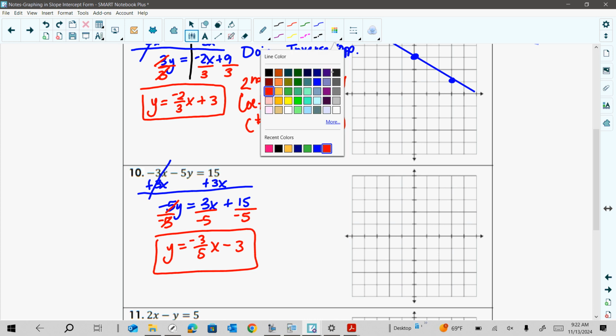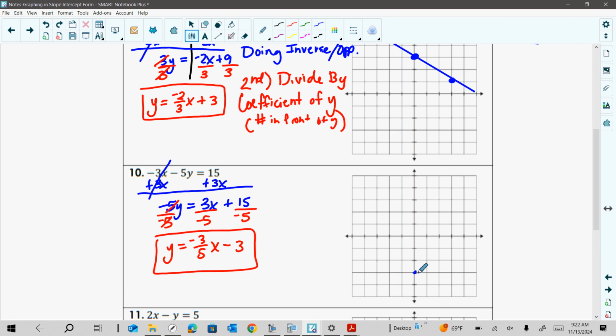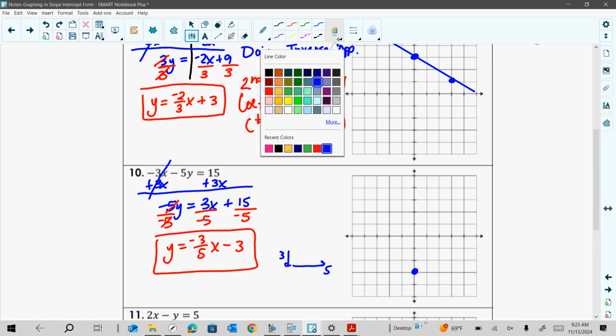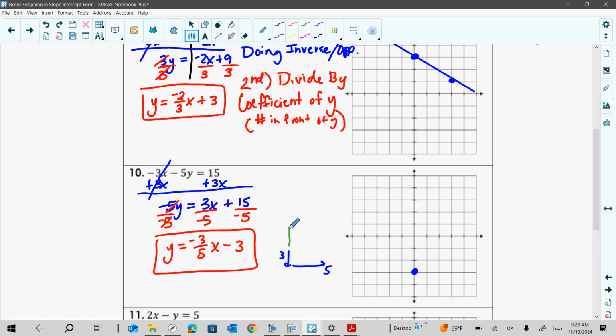So our y-intercept is the negative 3. That's our b. We're now going to move 3/5, a negative 3/5. That counts as going down 3. So we have to go in the opposite direction. So instead of doing down 3 to the right 5, we're going to do the opposite, which means we're now going to actually go up 3 to the left 5. Okay, so count up 3 to the left 5.